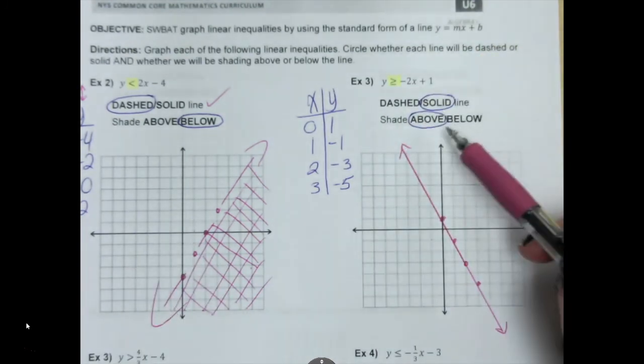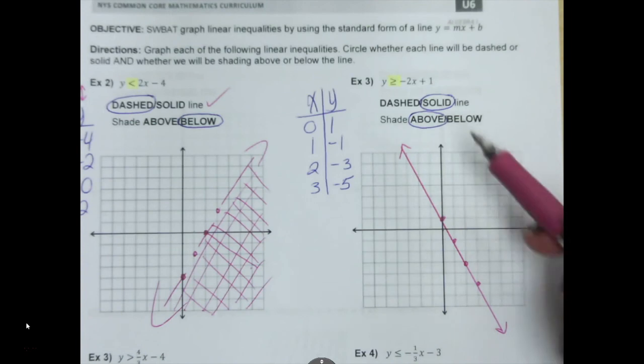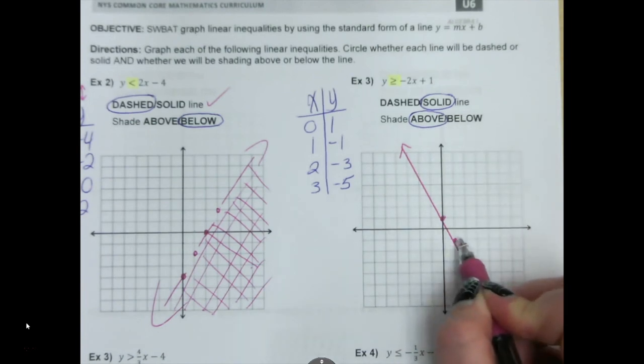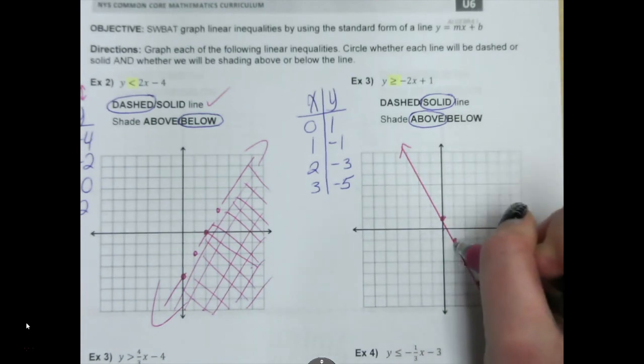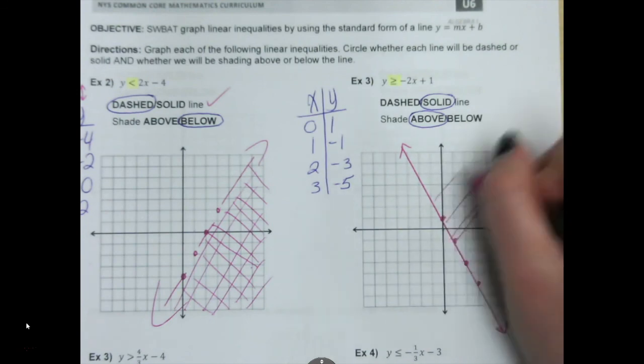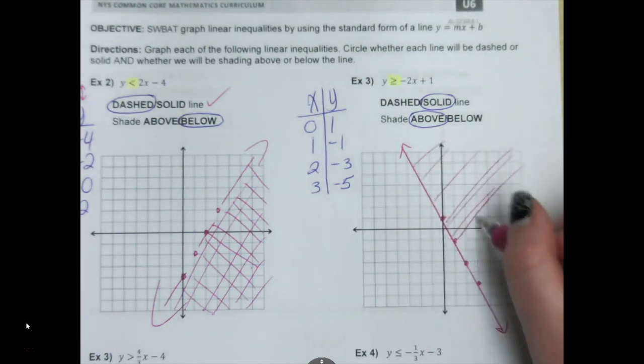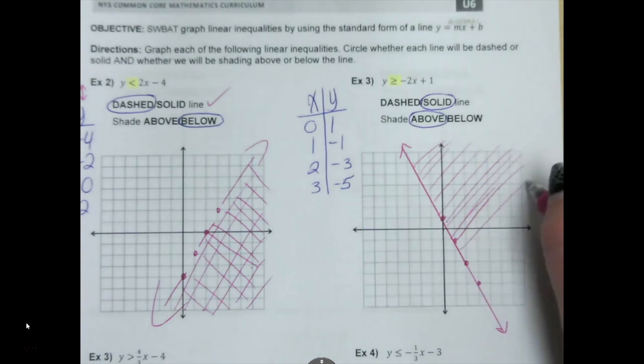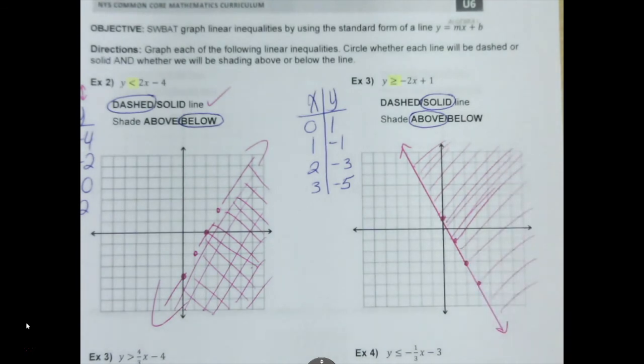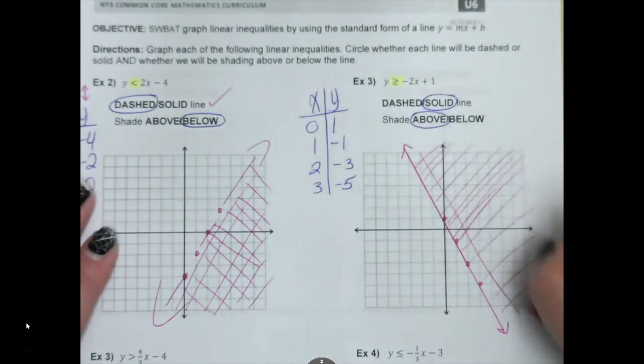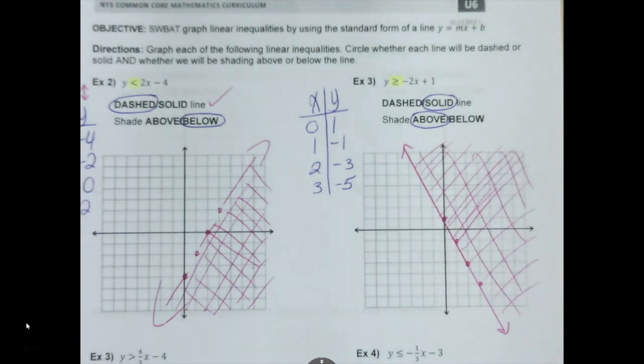And then last but not least, it says I want to shade above. So I'm going to just stick my pen or pencil on the line. Above would be greater than, so I know I want to go up. All right. And you guys want to make sure that these lines that you're using to shade are nice and long. It should be going all the way through the graph. All right. And again, now I would be completely done with example 3.